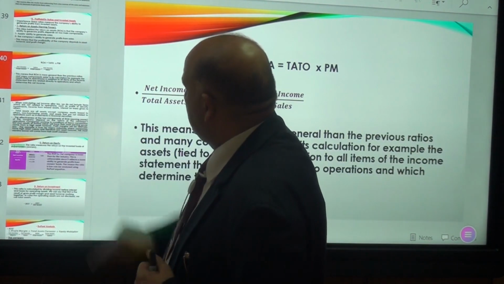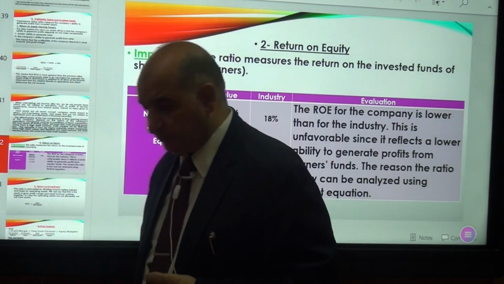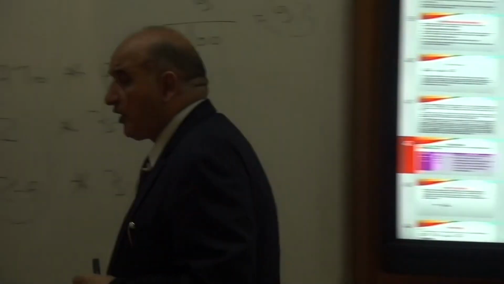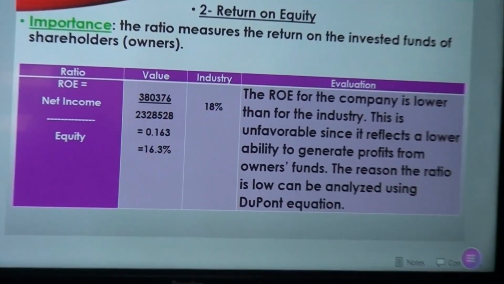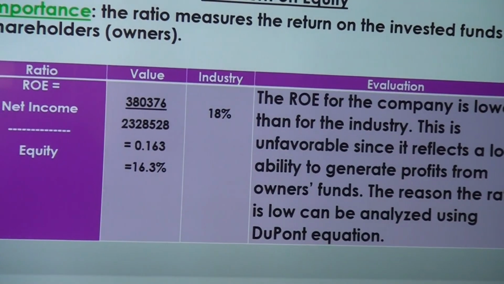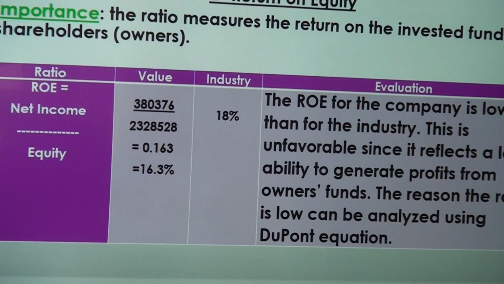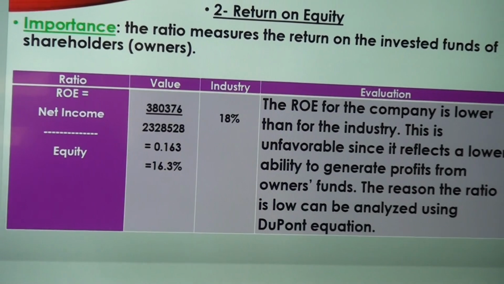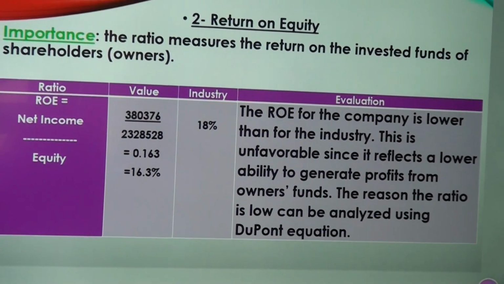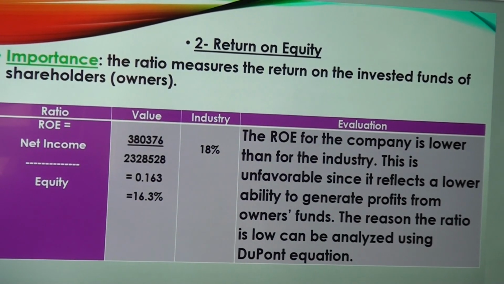Okay. The most important ratio, we call it ROE. Please don't forget, we have profit margin, we have ROA, we have ROE. ROE is return on equity. In Arabic, العائد على أموال الملاك. This is the most important ratio.